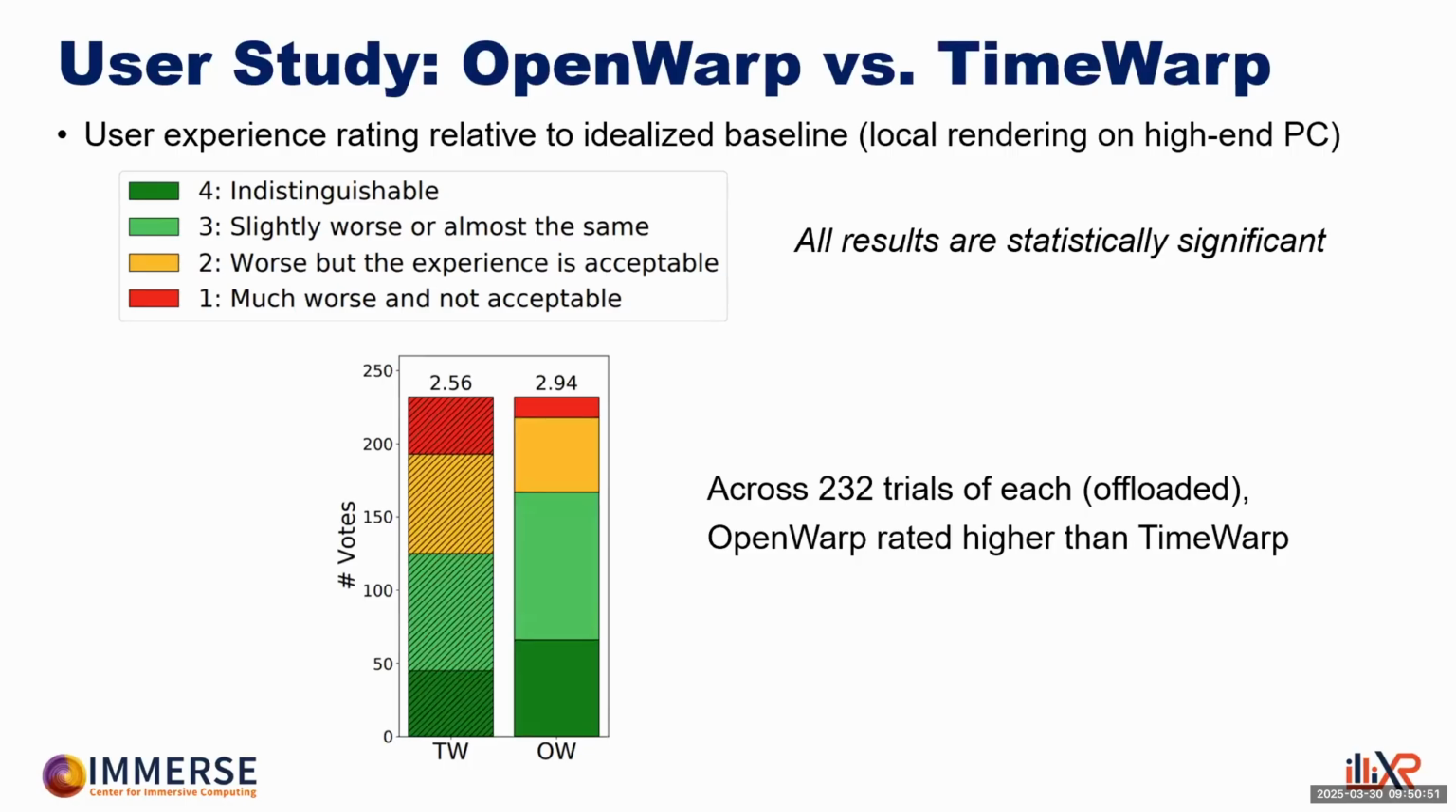So firstly, when we aggregated across all 232 trials of offloading with OpenWarp against all 232 trials of offloading with time warp, we found that OpenWarp is on average rated higher than time warp with statistical significance, with OpenWarp effectively getting a 2.9, so around slightly worse or almost the same.